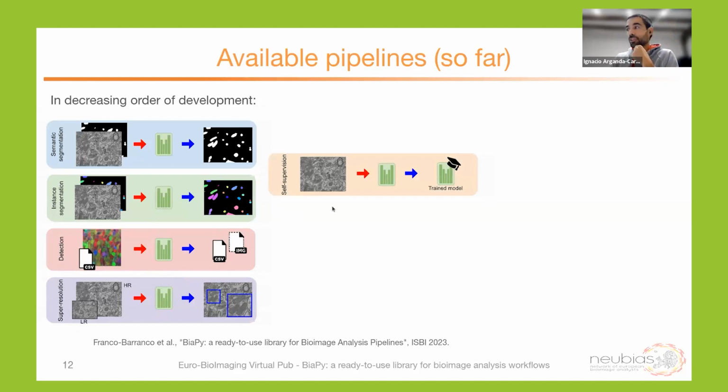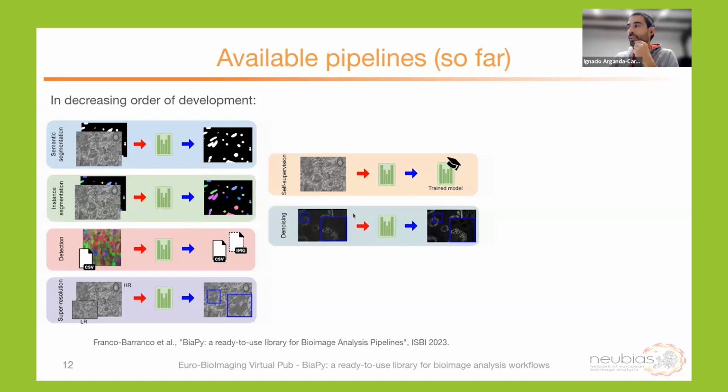And then we have something experimental where we try to do self-supervised learning, where the target is not to obtain a new detection, a new segmentation, a new analysis, but to pre-train a model in a way that later can be reused for any other task with similar data, and it has to be trained much more easily. And for completeness, we also have denoising and classification workflows.